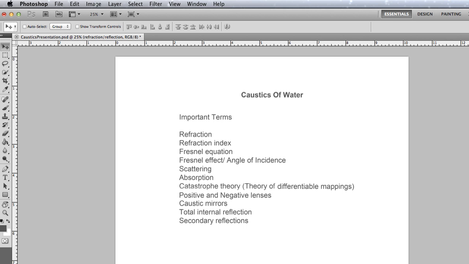This video is about caustics of water, and these are some important terms to know. Refraction, refraction index, Fresnel equation, Fresnel effect, which is the angle of incidence, scattering, absorption, catastrophe theory, which is the theory of differentiable mappings, positive and negative lenses, caustic mirrors, total internal reflection, and secondary reflections.